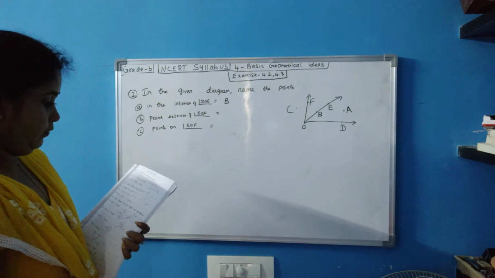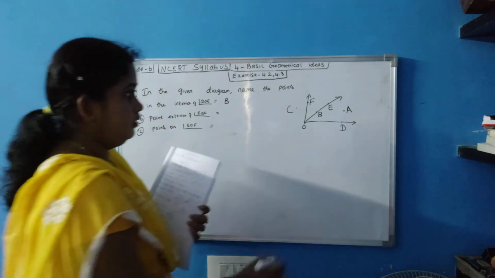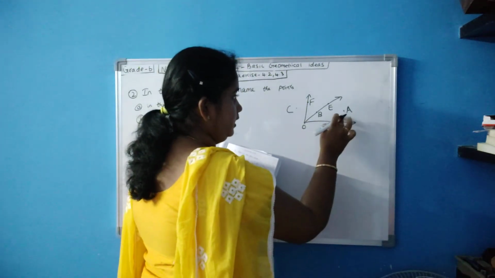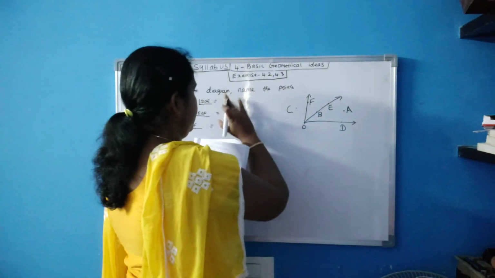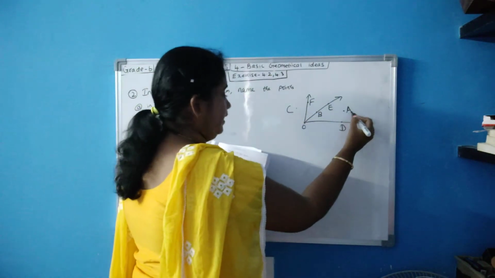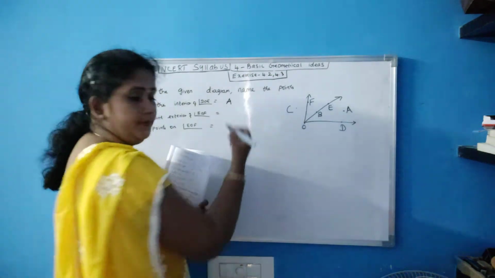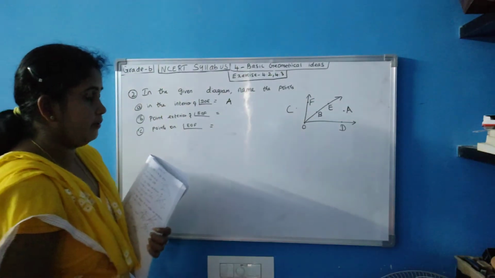Interior of DOE. Sorry. DOE. What is the interior point? It is on the point. So this is the point interior. So your answer is A. Did you understand? Sorry, I made a mistake.